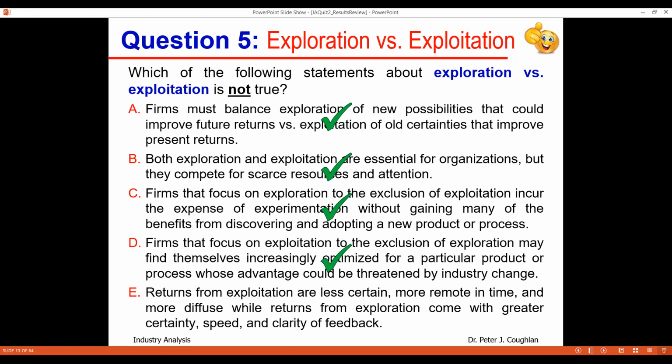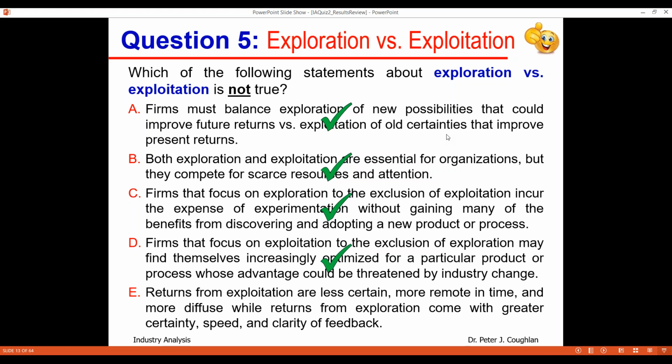You've got to go through a long process of discovery, right? And whether or not it's worth it, you won't know for a while. It's farther away, i.e., more remote in time. It's also less certain. You may invest and try to discover something new. You're trying to turn lead into gold, and you might never discover it, right?